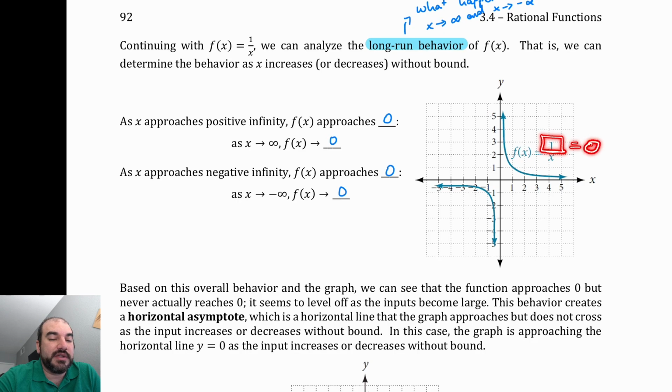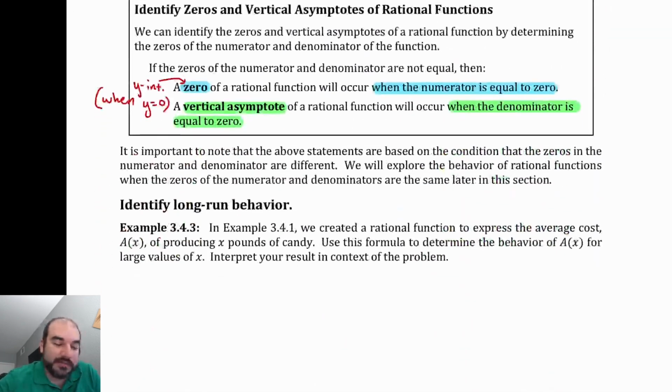And if I set that equal to 0, there's no way 1 is ever going to equal 0, right? So that kind of makes sense that there is no x-intercept. There are no zeros for this type of function. But if I take the denominator and set it equal to 0, then I find vertical asymptotes. So x equals 0 is a vertical asymptote, and that's why we have an asymptote at x equals 0. That's the y-axis. Right, so setting the numerator equal to 0 and the denominator equal to 0, we find the zeros of the function and the vertical asymptotes of the function.